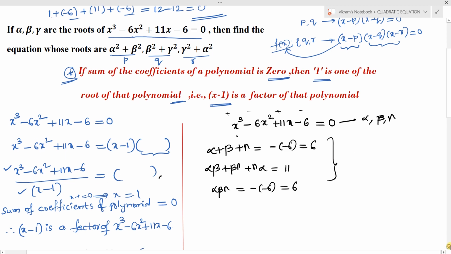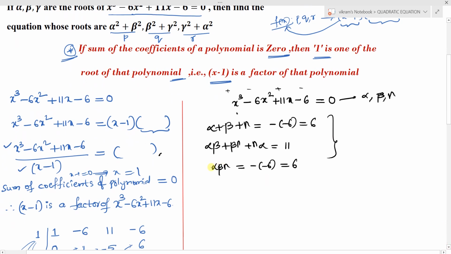Then to solve this one, let y equal alpha square plus beta square. Here we consider y equal to alpha square plus beta square, and the missing term is minus gamma square. That means plus gamma square is missing and we are subtracting gamma square.